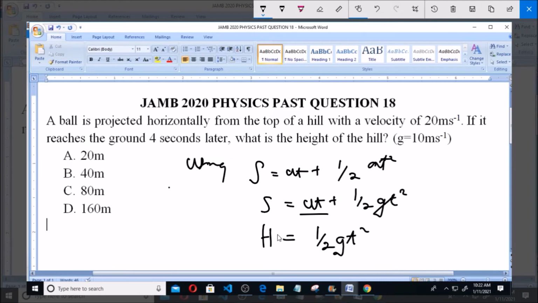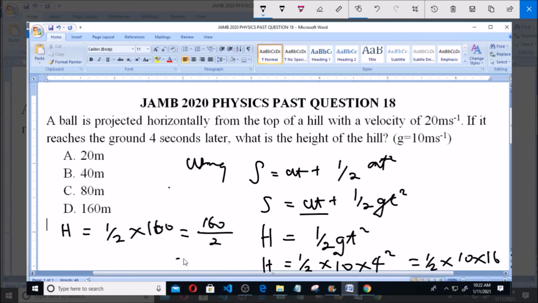Now the height h will be equal to half multiplied by g, which is 10, multiplied by t squared, and that is 4 squared. So this is equal to half multiplied by 10 times 16. So that means h is equal to half multiplied by 160, and that is equal to 160 over 2, which is equal to 80 meters. So the height of the hill is 80 meters, and that is option C.